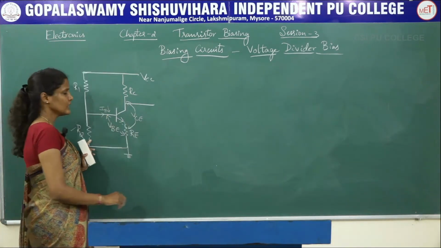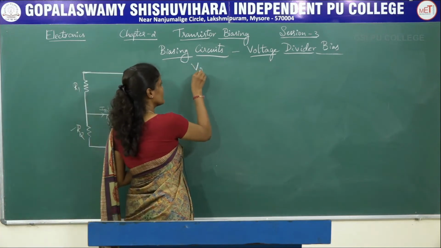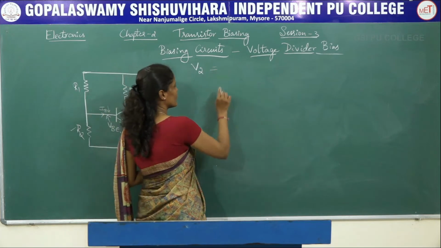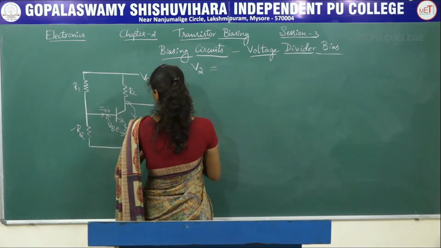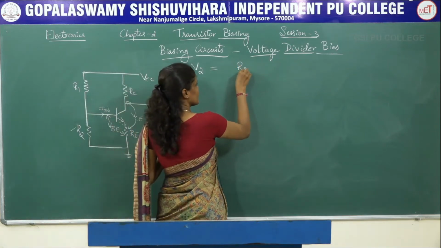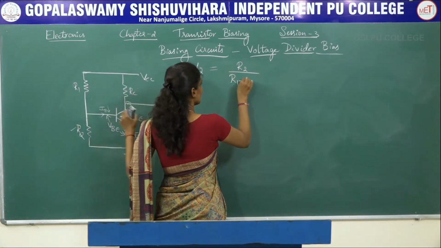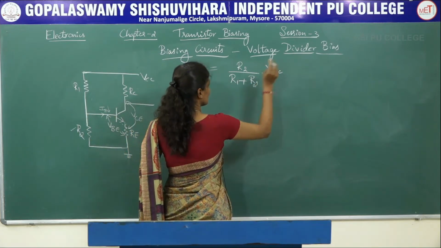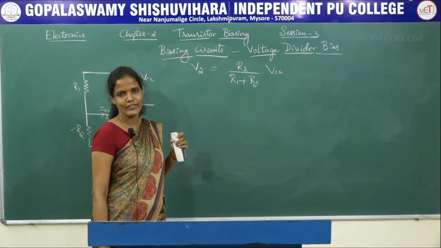Let us consider that the voltage drop across R2 is equal to V2. Now we have to apply the voltage divider formula. Across whichever resistance we have to measure the voltage, that resistance divided by the sum of the two resistances, into the voltage source. So this is the voltage divider formula.